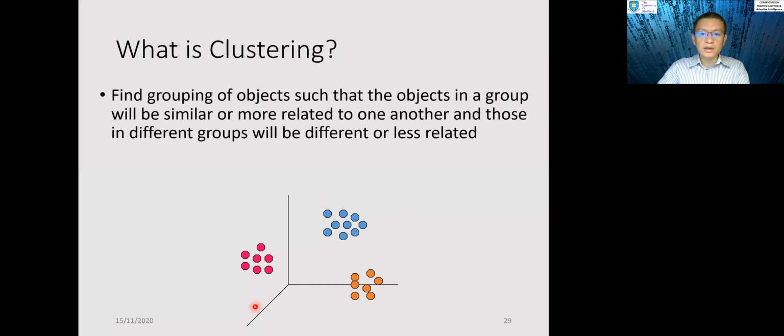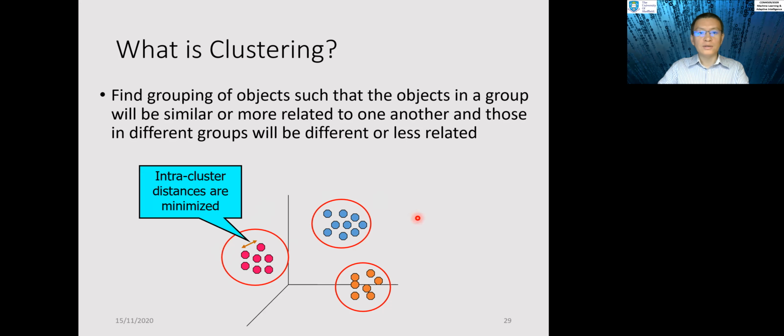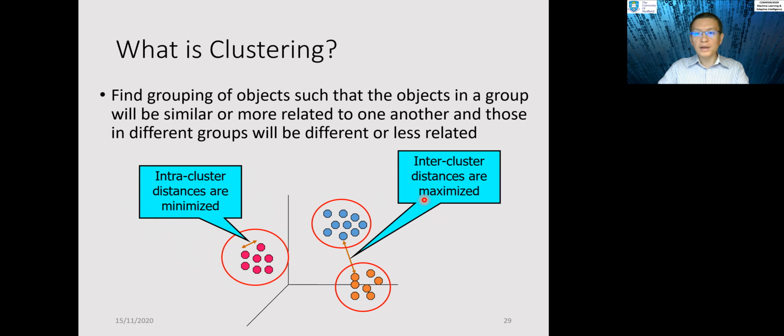For example, here are some well separated data points, right? So they naturally form good clusters. And we can see that the intra-cluster distances are minimized and the inter-cluster distances are maximized. So this is the ideal case where it works. The clustering task is very easy.